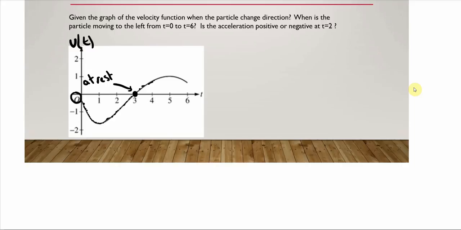Then it's positive, positive, positive, positive, positive, positive, positive. And some of you are going to say, sir, but right here is negative slope. I'm not asking for the slope. I'm looking for the location of the dots. The dots are above the x-axis. So when does the particle change direction?